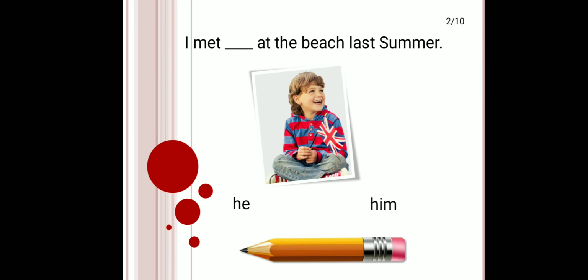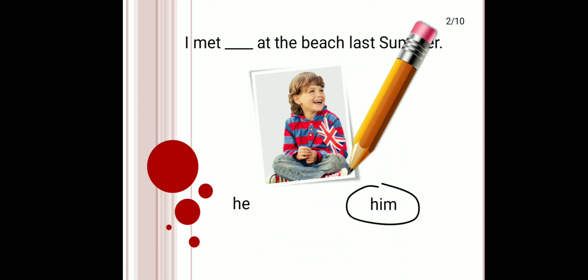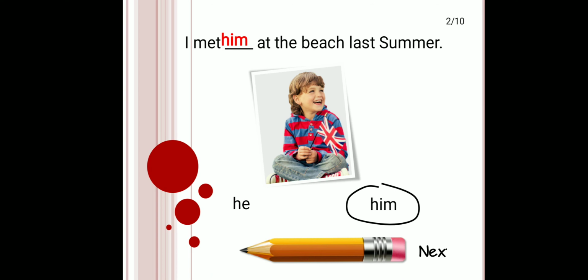I met at the beach last summer. So what should I put here? I met he or I met him? After the verb I should use an object pronoun, right? So here I'm going to choose him. I met him at the beach last summer.